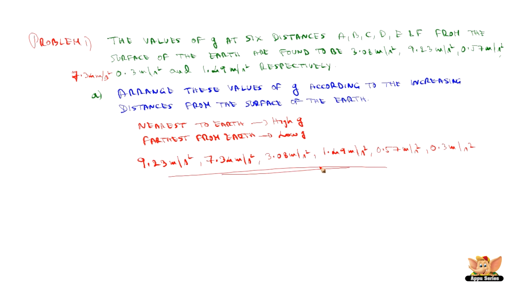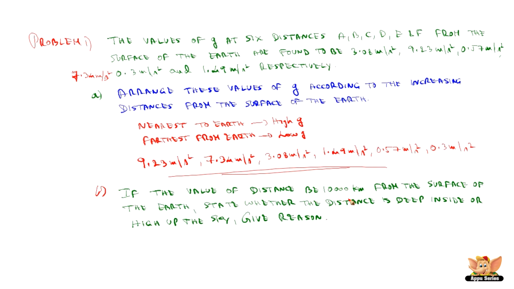So it goes from highest to the lowest. Let's see part B of the problem. If the value of distance is 10,000 km from the surface of the Earth, state whether the point is deep inside or high up the sky and give reason.